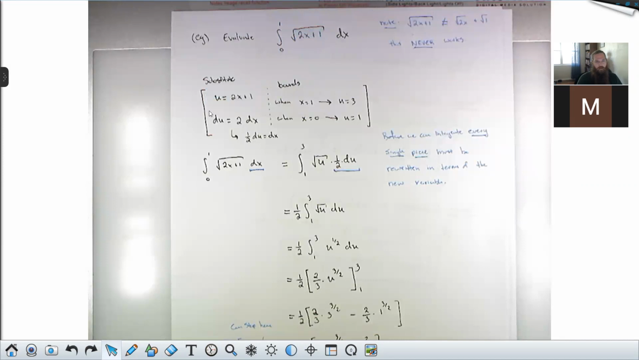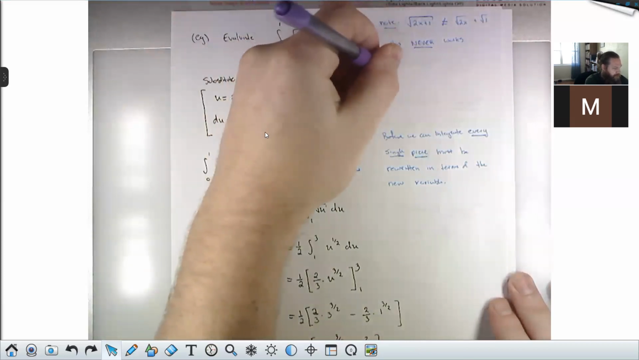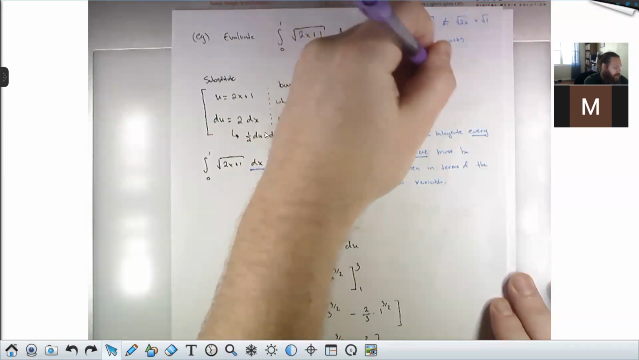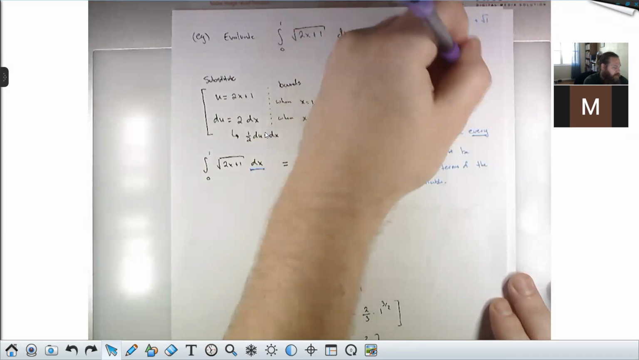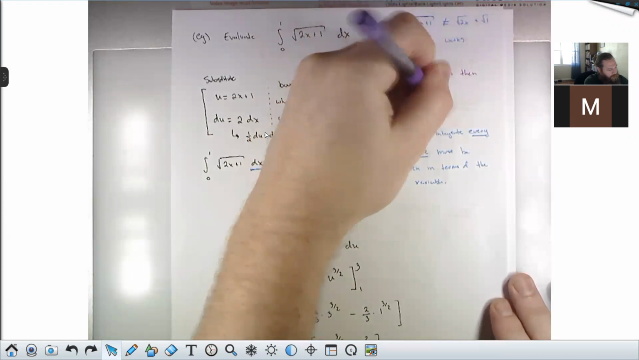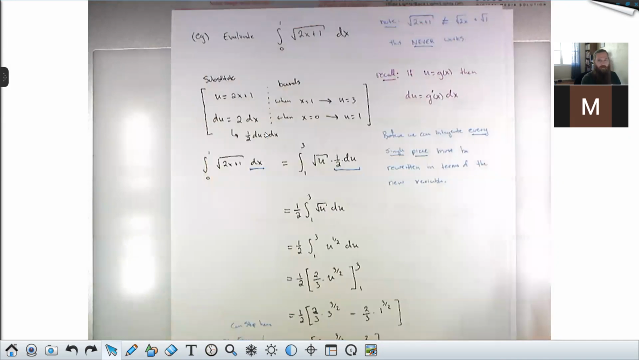My next step is to calculate the differential. Now remember, if u is equal to g of x, then the differential du is defined to be g prime of x times dx. So here, if u is equal to 2x plus 1, then du is equal to the derivative of 2x plus 1, which is 2, times dx.